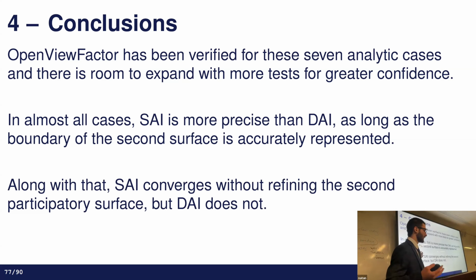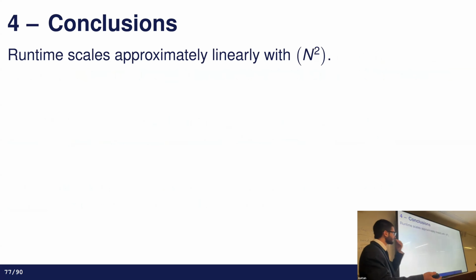This also brings with it the advantage that if it is accurately resolved, then singular integration will converge faster and without refining the second surface, which is wonderful. Runtime is generally linear with n squared, where n is the number of elements on one surface. I did my best to keep the number of elements on both surfaces approximately the same, regardless of the configuration. So that was n squared was the x-axis on all the plots.